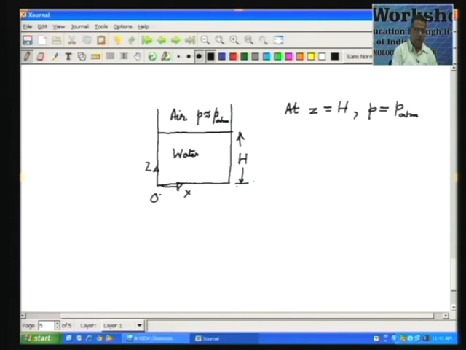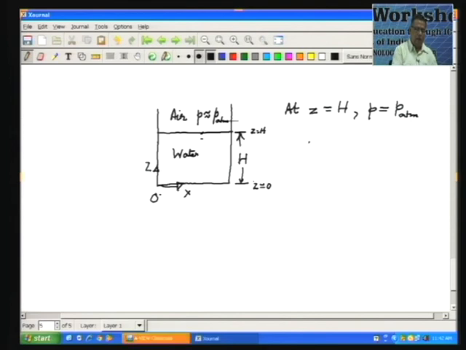So, the base of this tank is described by z equal to 0, and this free surface, which is the interface between water and air, is z equal to H. So, if you neglect surface tension effects, then the pressure at a point below the interface and the pressure at a point just above the interface will be the same and equal to the atmospheric pressure. So, this is the boundary condition which you can use.